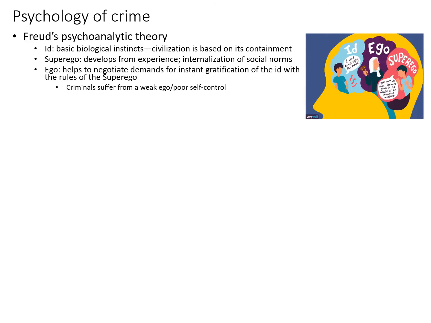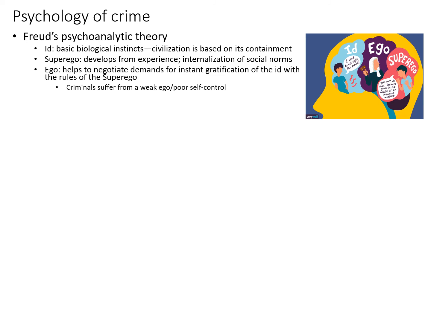Discussions on the biology of crime tend to shade into discussions on the psychology of crime. The two are closely linked, especially in more modern research. We'll begin with a classic example, Freud's psychoanalytic theory and his structure of the psyche, which has three parts. The first is the id, and these are basic biological instincts. Civilization, our social norms and our culture, contain the id. They control our worst impulses.